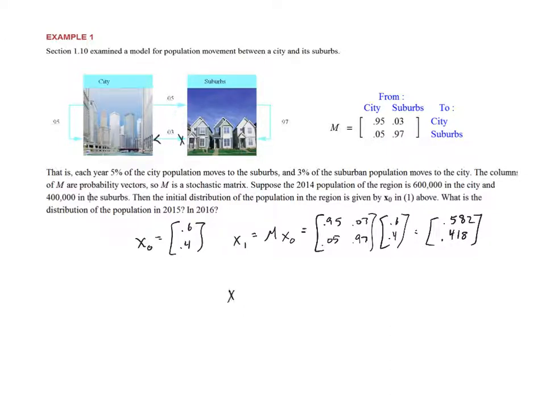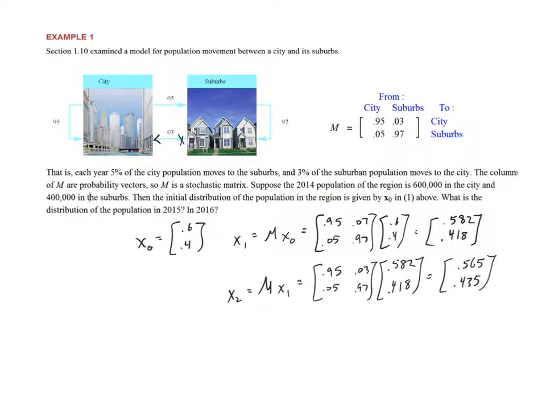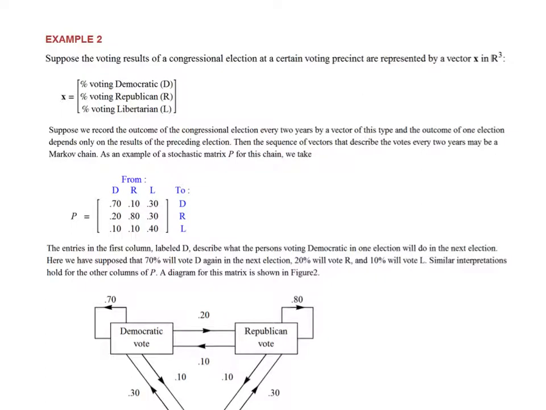And then we could also find x2 is equal to M times x1, which is my same migration matrix times the previous vector, 0.582, 0.418. If you type that into your calculator, you should get 0.565 and 0.435 for your x2. The distribution of the population: 56.5% live in the city, and 43.5% live in the suburbs. Our second example for this section is fairly wordy.